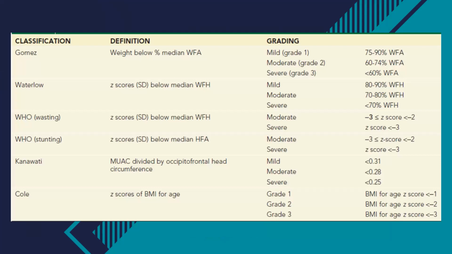This is the classification of malnutrition according to Gomez, weight below percentage median weight for age. 75 to 90% weight for age is categorized as grade 1 or mild malnutrition. 60 to 74% weight for age is classified as grade 2 or moderate, and less than 60% weight for age is classified as grade 3 or severe malnutrition. According to the Waterloo classification, which is the z-score standard deviations below median weight for height, 80 to 90% weight for height is mild, 70 to 80% weight for height is moderate, and less than 70% weight for height is severe malnutrition.